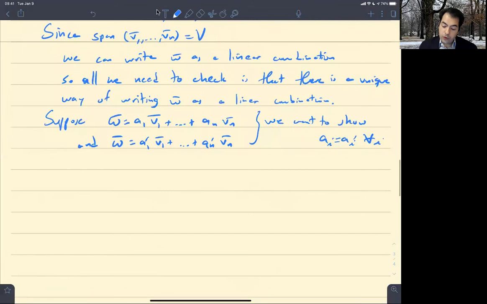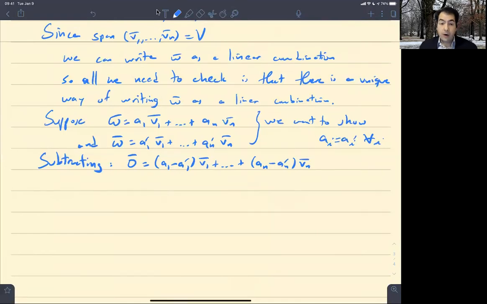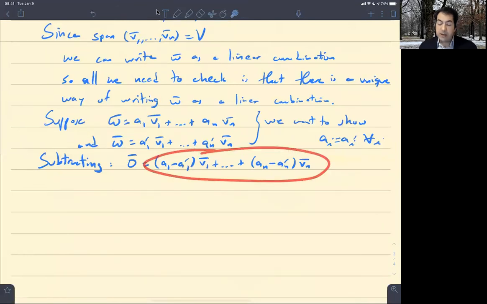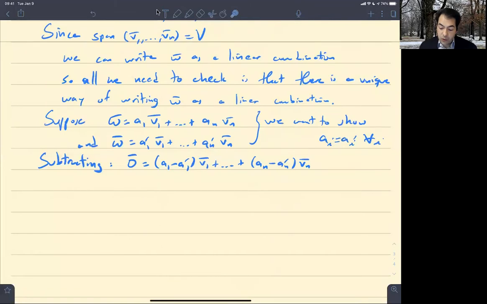Okay, so what we can do is subtract these two equations. Subtracting, I end up with the zero vector on the left, and on the right, I have a1 minus a1 prime times v1 plus dot dot dot up to an minus an prime times vn. Okay, fantastic. We're in really good shape because on the right-hand side, we have a linear combination of the vi's, and it's equal to the zero vector.